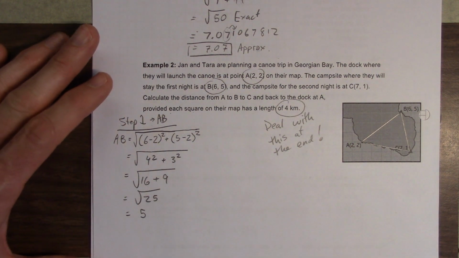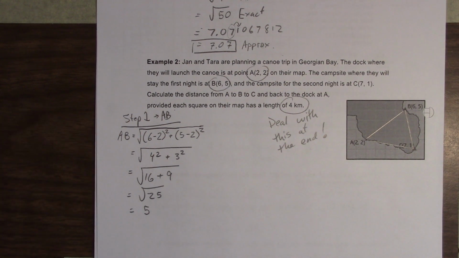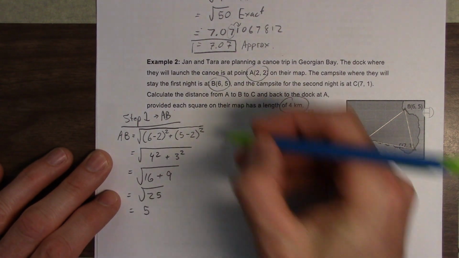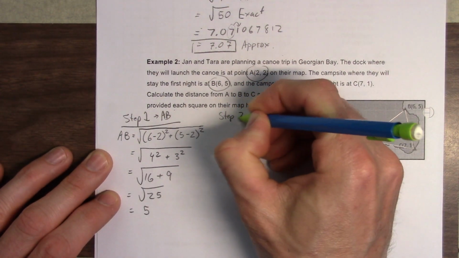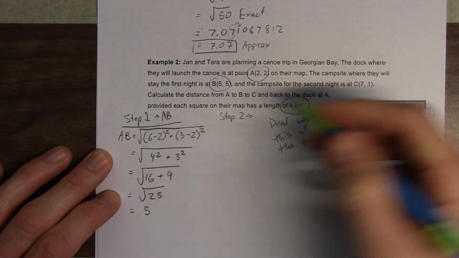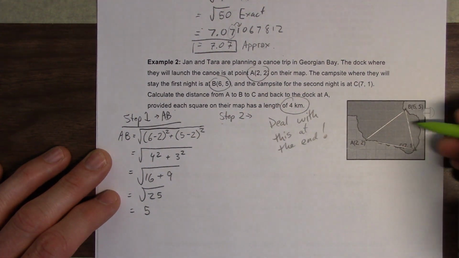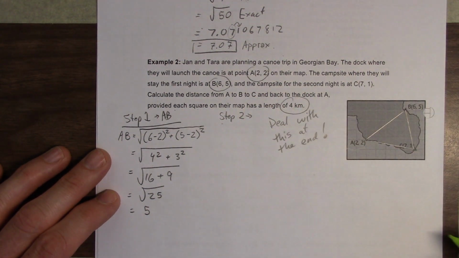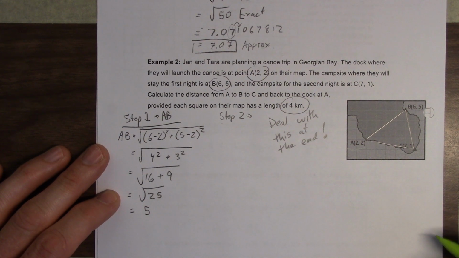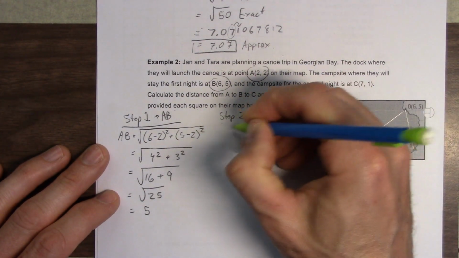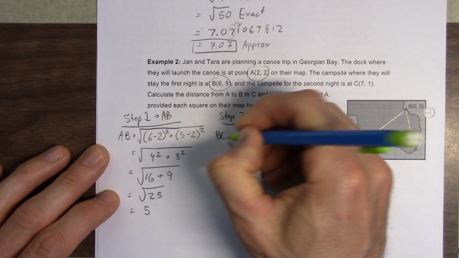Beautiful. 5. I have a good feeling that we got that one right. Whenever you get that nice, juicy round number, you know you're right. All right? Typically. Okay, that's our AB. That's our step 1. Let's go step 2. Which line segment should we go for next? We got AB. What should we go for next? Yeah, BC. That makes sense. Okay, so BC, tell me the equation for BC.